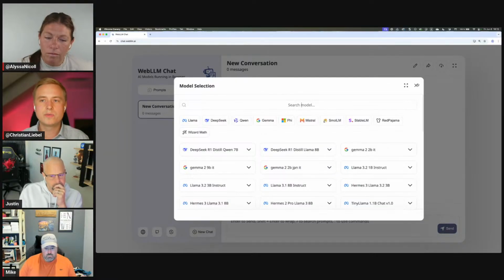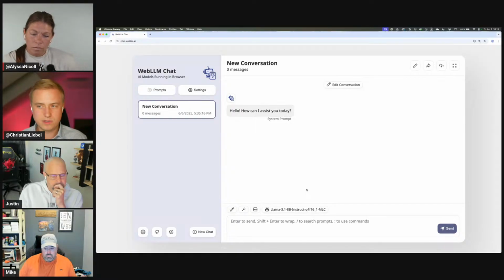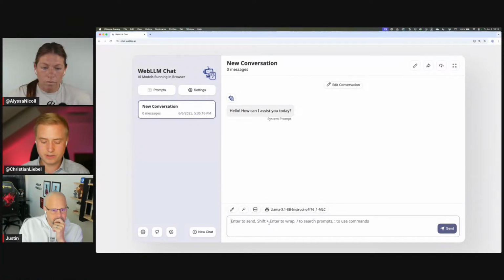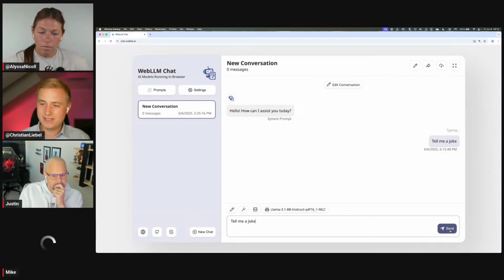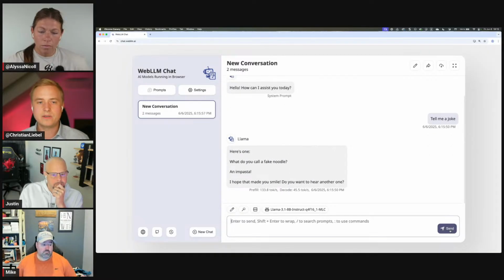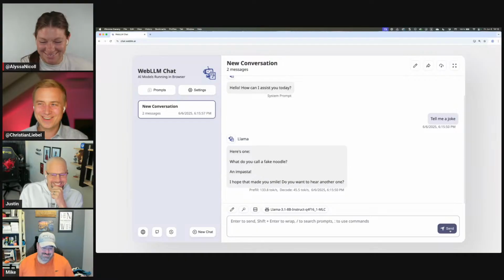Then you can choose one. Here I picked the Llama 3.1 model, not the latest, but it doesn't matter. And then you can do AI inference locally on the machine. So we can ask stuff like, tell me a joke. And when I send this, this is all being executed locally. You can see that we are loading the model from the cache of this device. And now here's this great joke. What do you call a fake noodle? It's an impasta. Incredibly funny.